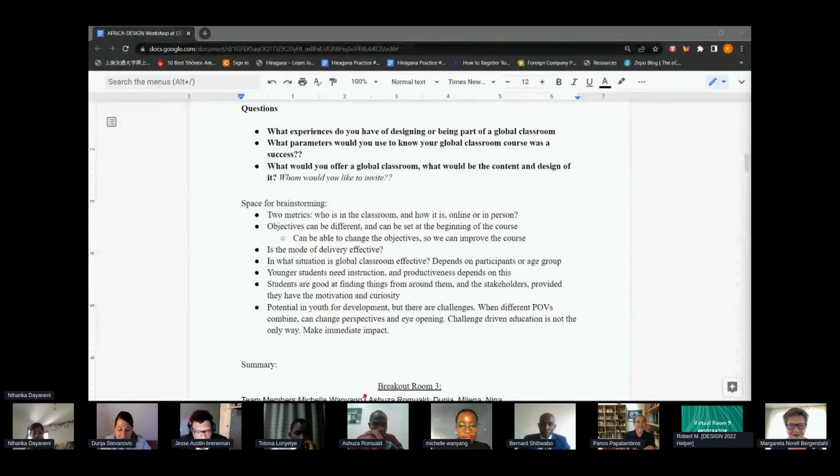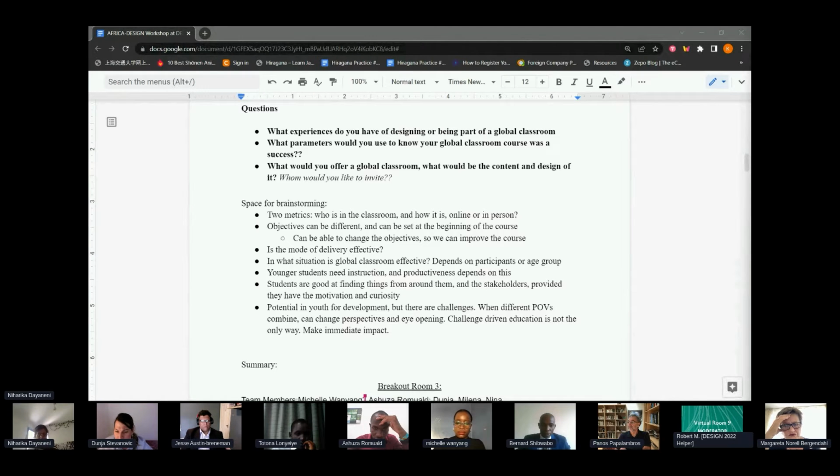We were talking about what defines a global classroom, and we saw that it depends on who is in the classroom to make it global, as well as how it is conducted. One distinction we tried to make between a traditional classroom and a global classroom is that we set objectives, but these can be different between different people, so it's important to set them at the beginning of the class. The thing about global classrooms is that you should be able to change the objectives, so that you can improve the course and the objectives as time goes on.